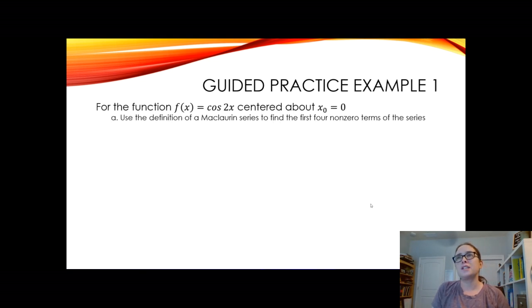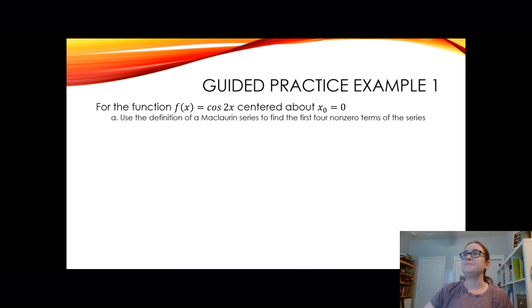So I've got the function cosine of 2x centered at x equals 0. So this is a Maclaurin series. And they first want me to find the first 4 non-zero terms of this series. Okay, so some of these terms might end up zeroing out. So I want to make sure I end up with 4 terms that are not 0 before I stop coming up with terms. So just like when we did the polynomials, I start with the function and its derivatives, and then evaluate those at our x naught value.